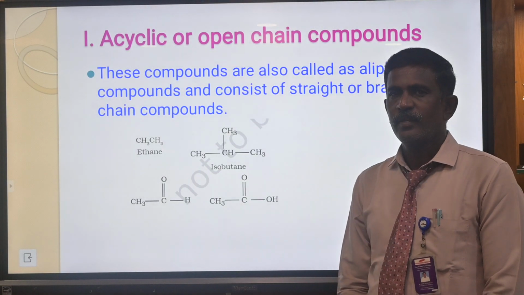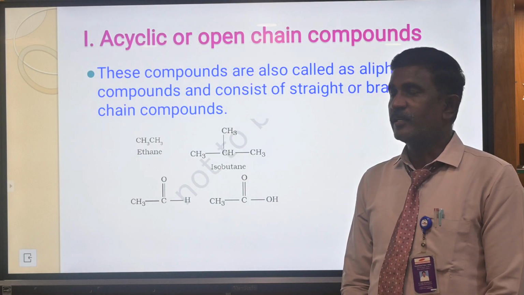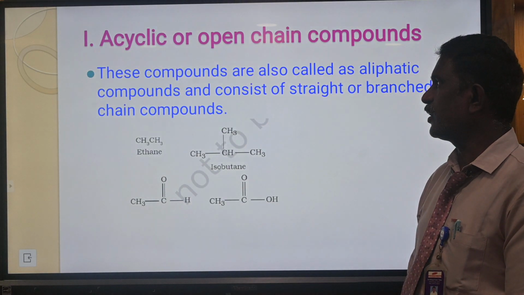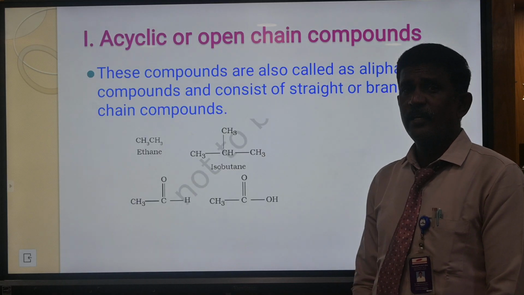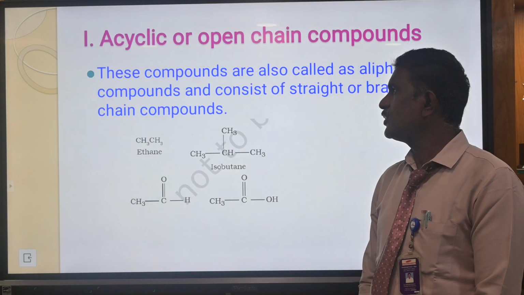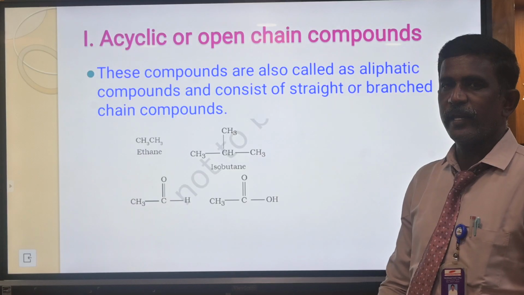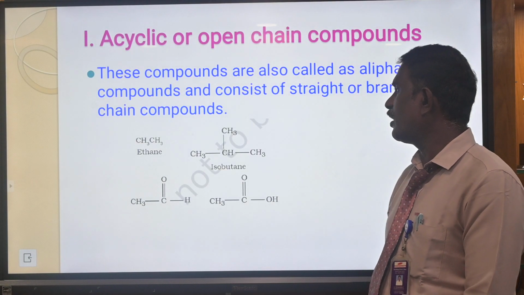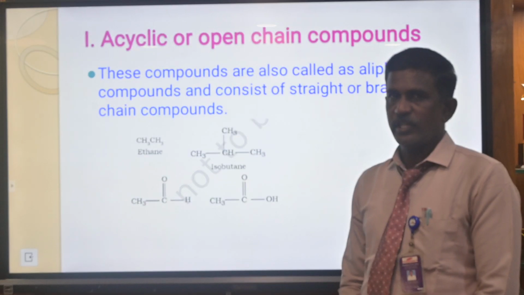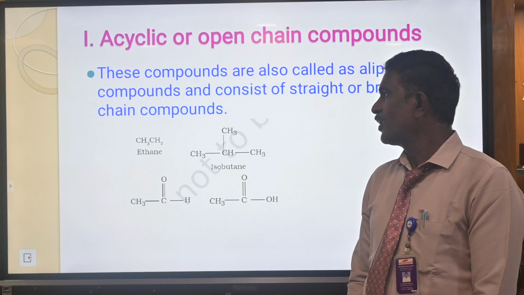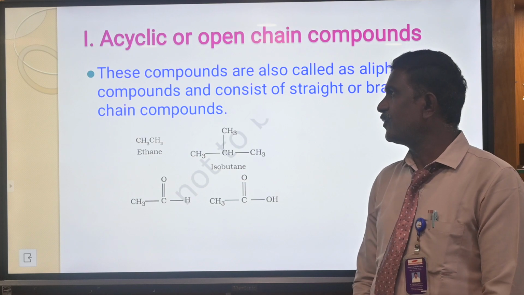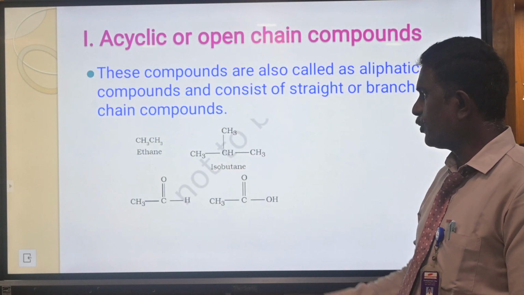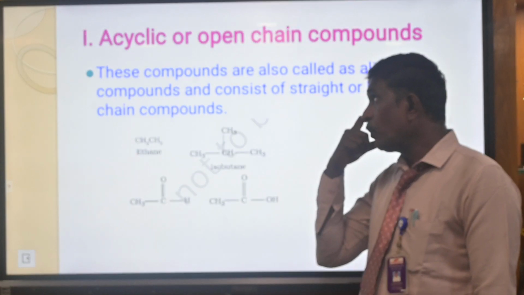We now see the first type, that is open chain organic compounds, or we can also say acyclic compounds. These are the compounds formed by connection of carbon atoms in a straight chain or in a branched chain manner, and those compounds are collectively called aliphatic compounds.